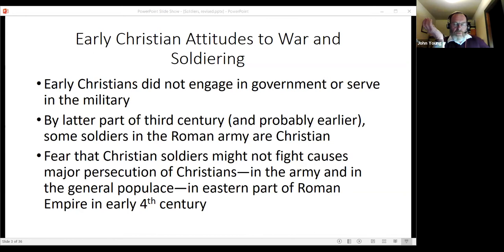And it simply reflects the spread of Christianity in the Roman Empire, especially during the 3rd century, and more especially during the last half of it. And what attracts soldiers to Christianity is what attracted other people to Christianity.